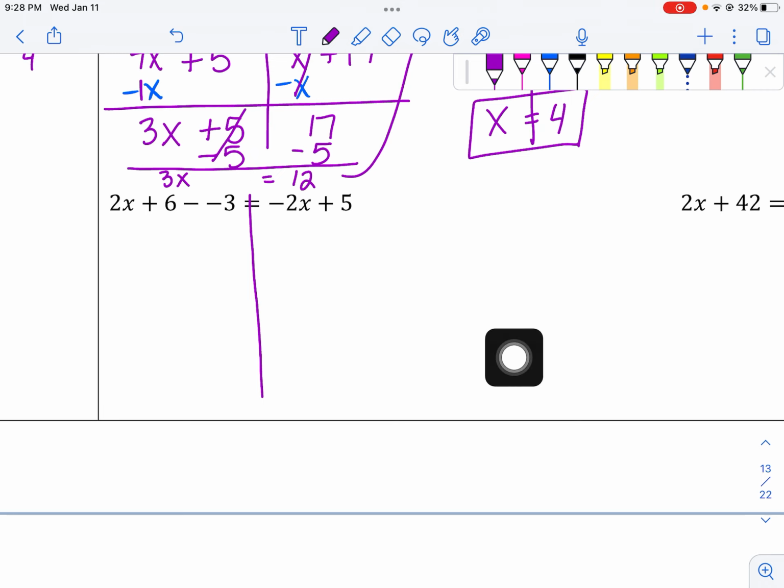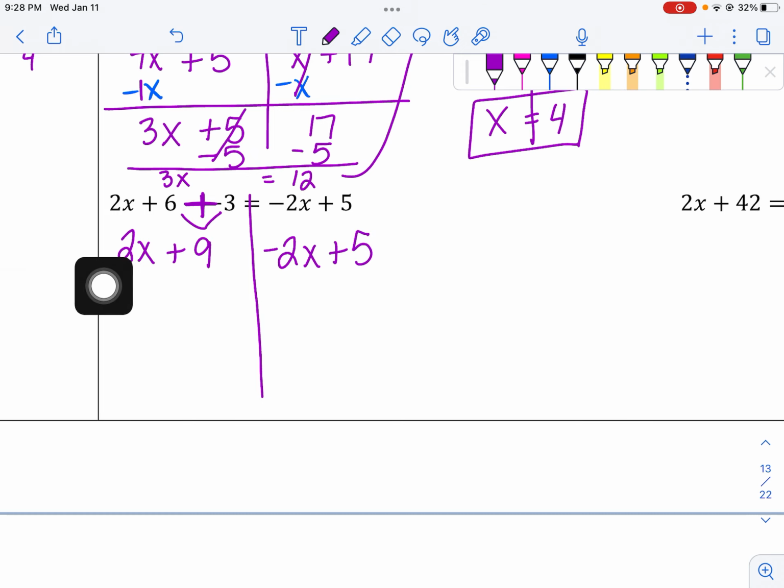So here we have 2 of the terms that are alike on the left side again. And we have a 6 minus a negative 3. First, 6 minus negative 3 is the same thing as 6 plus 3. When you have 2 negatives in a row like that, because subtraction is the same thing as adding the opposite, it becomes plus. So we have 2x plus 6 plus 3. So really we have 2x plus 9. We have two terms we can combine. And then on the other side, we have a negative 2x plus 5.